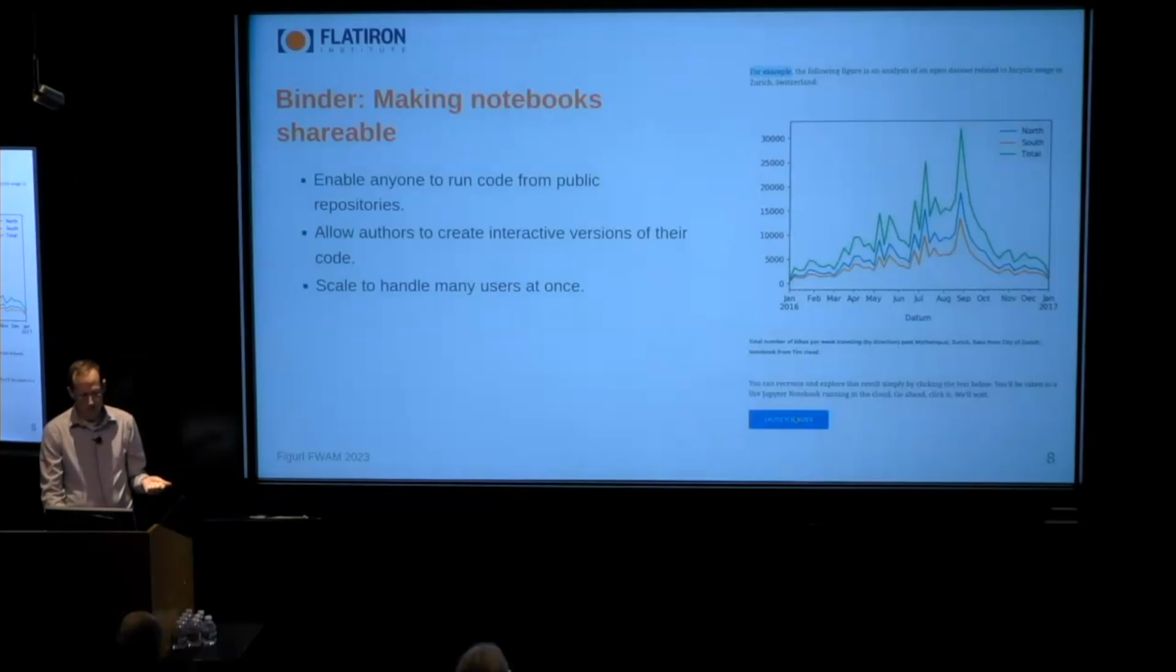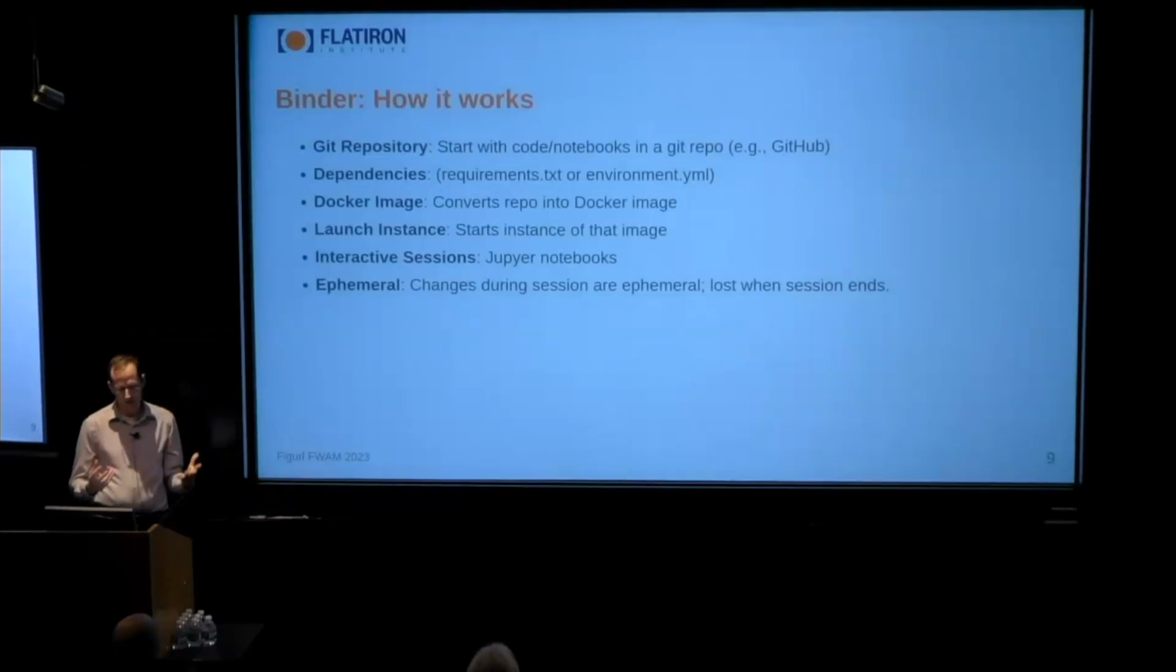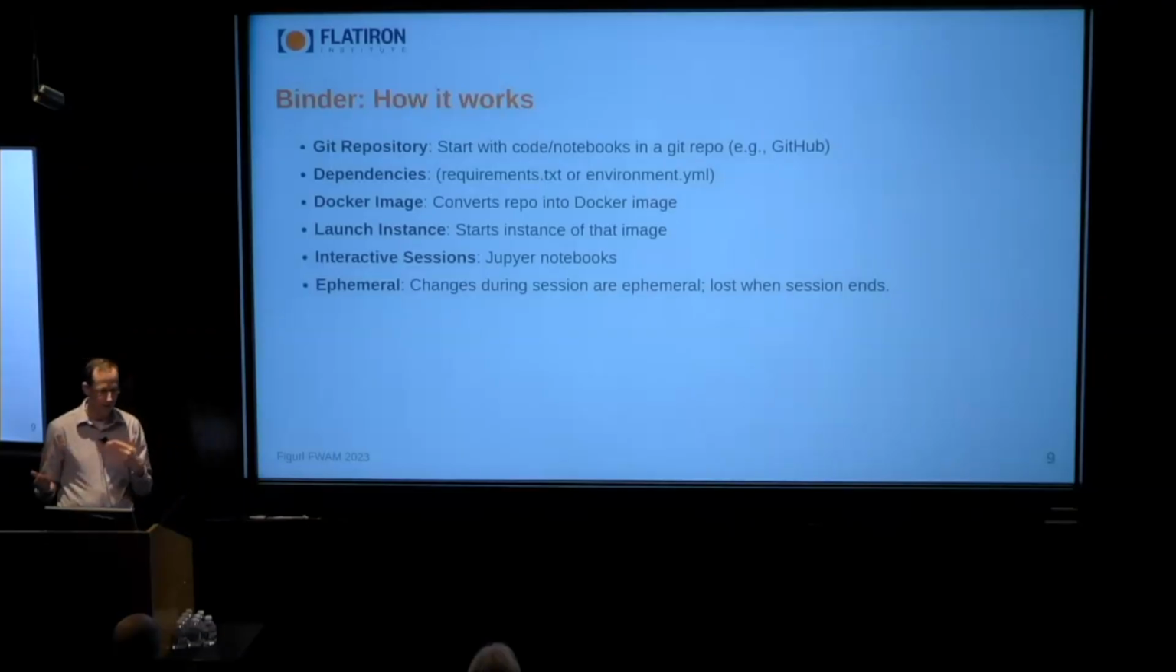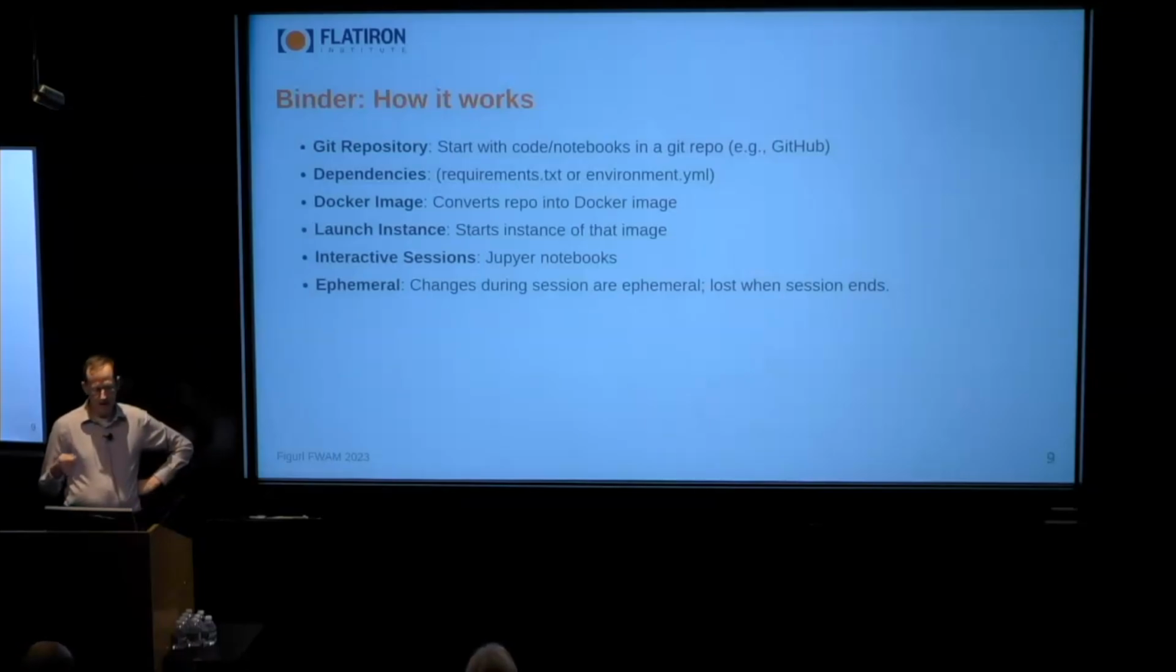And if somebody's paying for it, I suppose, it can scale to many users at once, and there are a lot of advantages. So how it works is that you put your notebook and your code in a Git repository. You specify the dependencies using requirements.txt or environment.yaml in a specific place in the repo. Then you point Binder to that repo, and Binder will create a Docker image with all your dependencies in it. It will launch an instance of that Docker image and provide an interactive session, usually for Jupyter notebooks. And you can just fiddle around with the code.